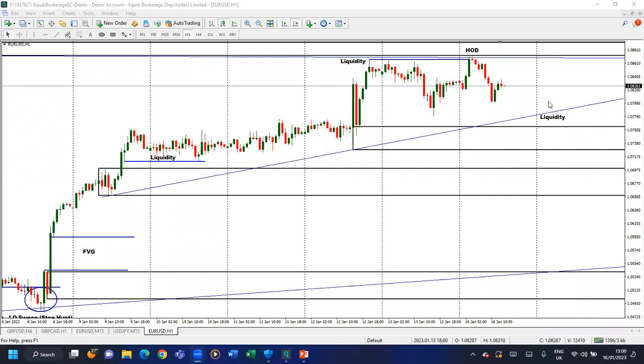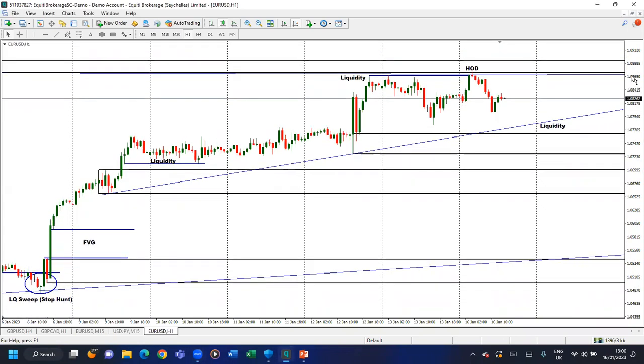Now look at this particular liquidity here. When it was taken out, the market tapped into this order block. This is an order block that is yet to be mitigated. Market price tapped into this order block. It was intentional. The intention was to take out this liquidity, but when this liquidity was taken out, price referenced this order block before price started to make its move to the downside.